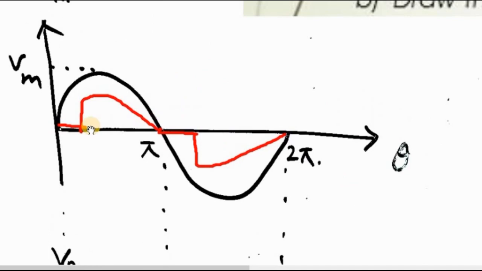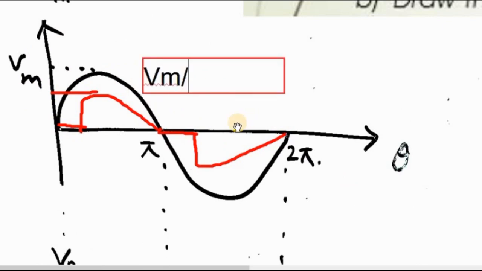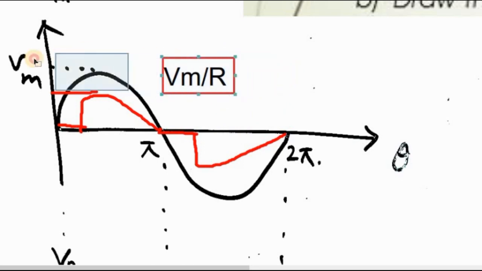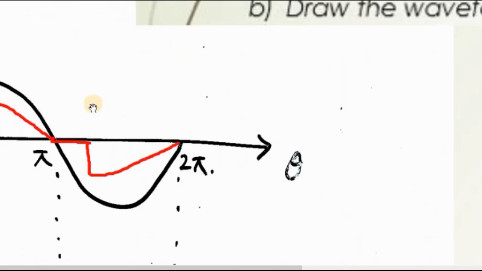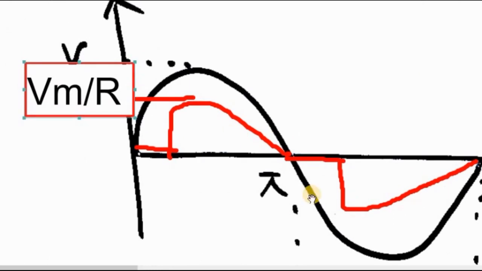So the input current waveform is something like this. Here you can mark Vm by R, Vm by R. And here it's minus Vm by R.